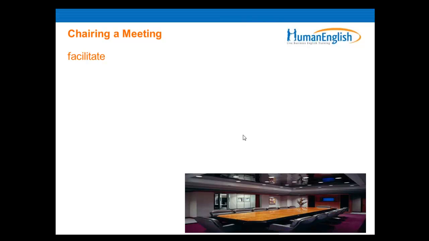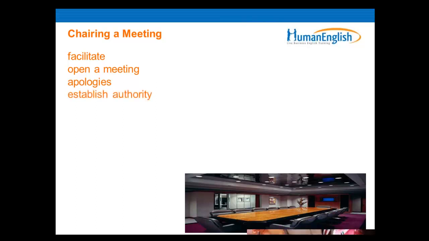Okay, we also have open a meeting, apologies. Sometimes you have to send apologies to people because you cannot attend the meeting. Establish authority. The chairperson needs to establish authority because he or she is the most important person in the meeting. Here we can see different words to refer to the chairperson. We can say chair, chairman, or chairperson. All of them are correct.